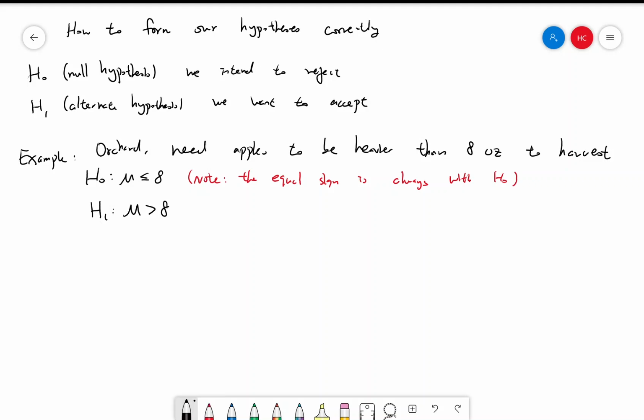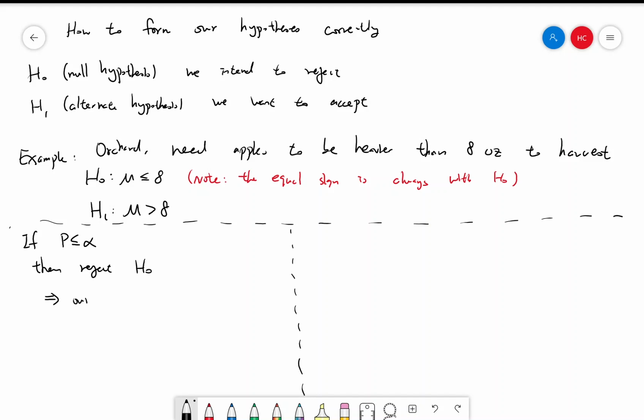Okay, so once we have these hypotheses, there are two cases. If our p-value is less than or equal to alpha, then we can reject H0, which means our apples are heavy enough to be harvested, which is the conclusion we want.